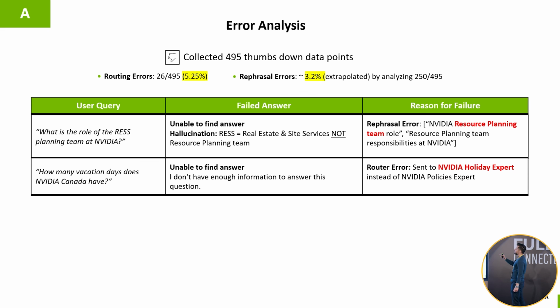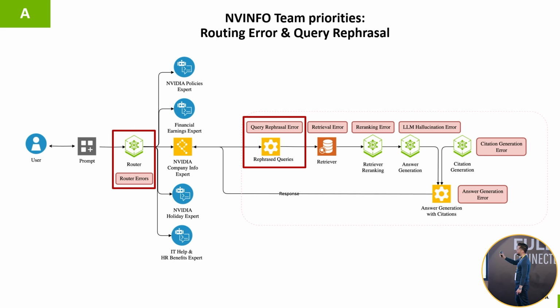The second type of error is where the users were just asking how many days does NVIDIA provide in Canada, and the router at the top of the agent was routing the request to a wrong expert inside of the application. And so what the team did is essentially they did a comprehensive analysis of all of the different thumbs down and negative feedback that we had gotten and decided to prioritize 2 choke points on the agent to focus on optimizing the agent moving forward.